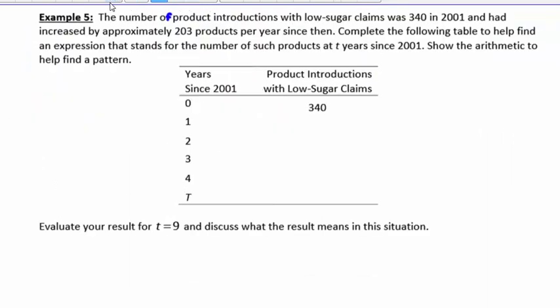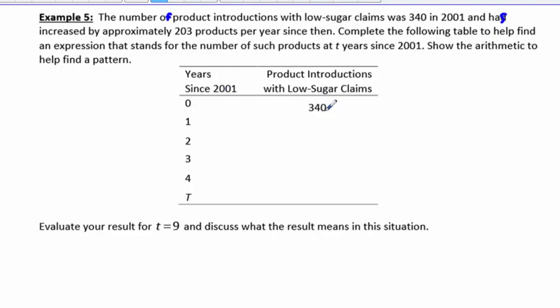Alright, the last one, example 5. The number of product introductions with low sugar claims was 340 in 2001 and had increased by approximately 203 products per year since then. Complete the following table to help find an expression that stands for the number of products at T years since 2001. Show the arithmetic to help find a pattern. Alright. So in 2001, it was 340. The year 2001 has been 0 years since 2001. Does that make sense? So there were 340.